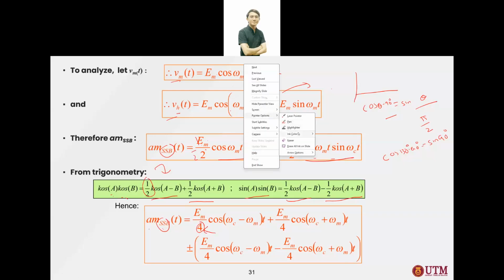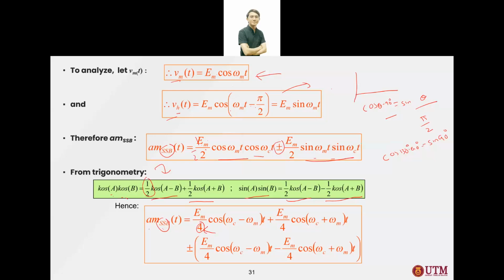maybe I use different colors so it is easier on your eyes to distinguish them. So EM over 4 cos (omega C minus omega M) plus EM over 4 cos (omega C plus omega M), and this is plus minus. So this will determine what sideband we want, whether it is upper sideband or lower sideband. Let's say we choose this one to be plus.